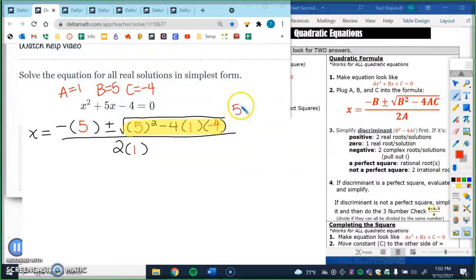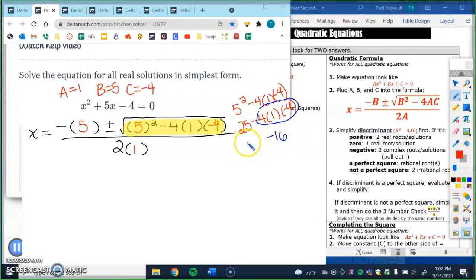So that would be 5 squared. Then we do the exponent first. Minus 4 times 1 times -4. Then we do multiplying before subtraction. So we're going to multiply these together. What is 4 times 1 times -4? That's going to give me -16.